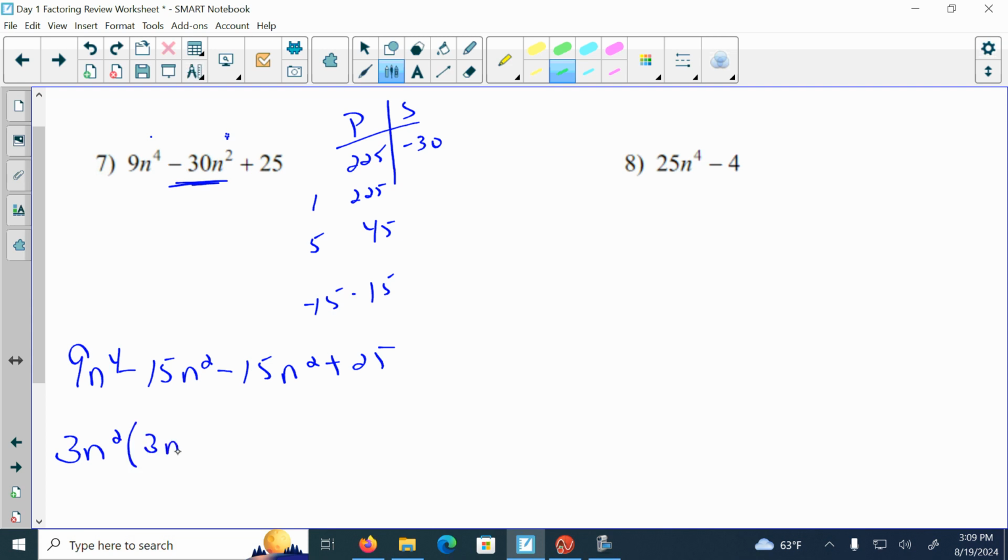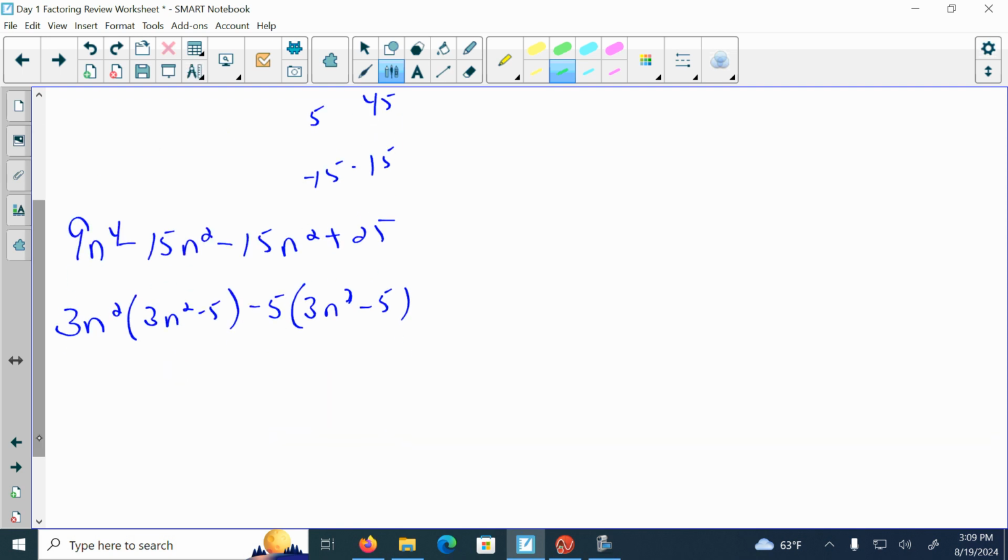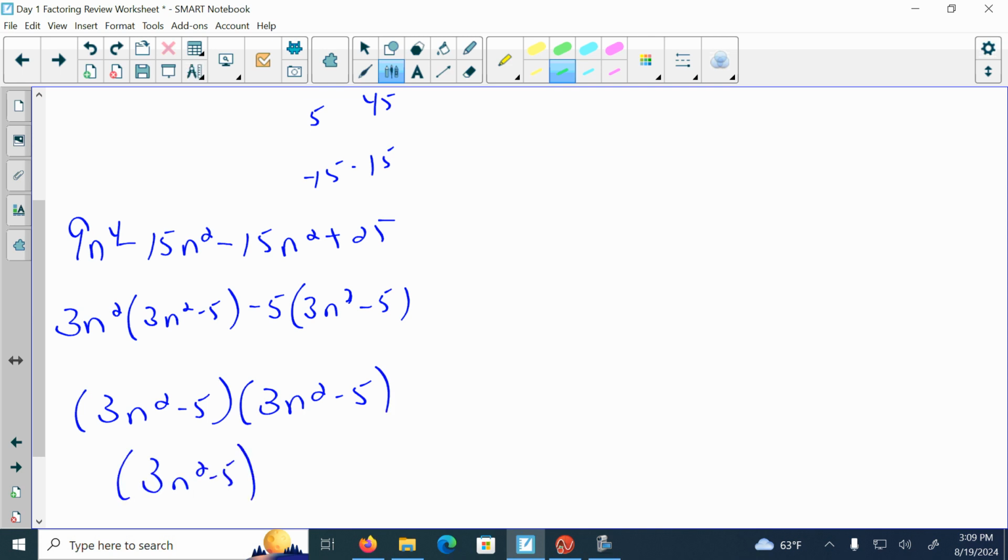I'm left with 3n squared minus 5. Here I can factor out a negative 5. I'm left with 3n squared. Factor out the negatives, so this becomes a negative 5. So I'm left with 3n squared minus 5 times 3n squared minus 5. I can leave it like that, which would be fine, or if I recognize that they are the same binomial, I can write it as that binomial squared.